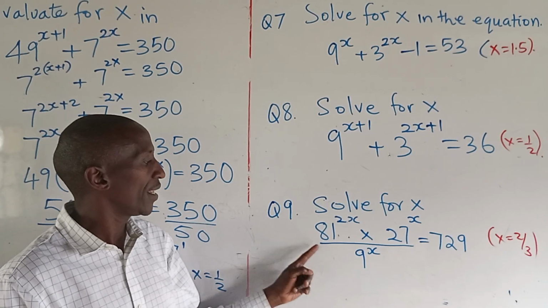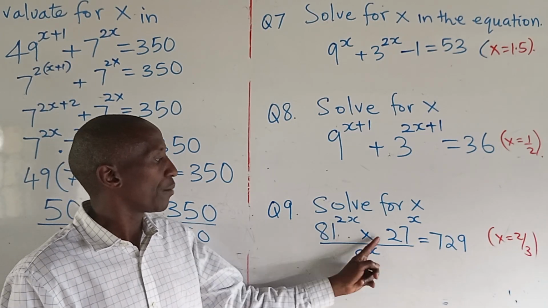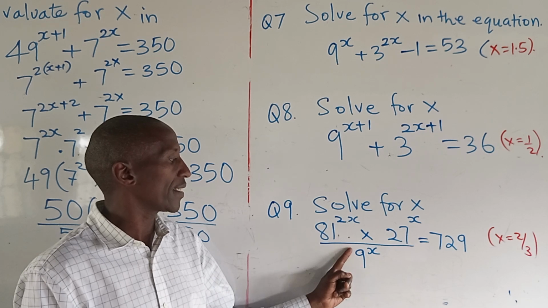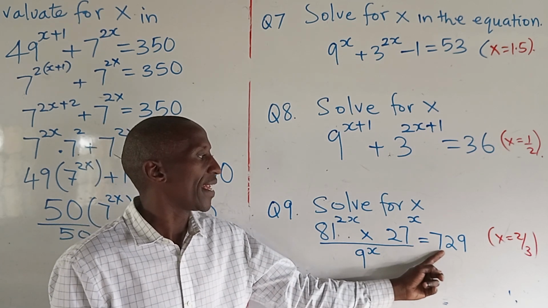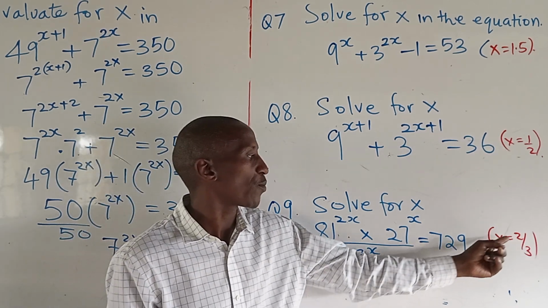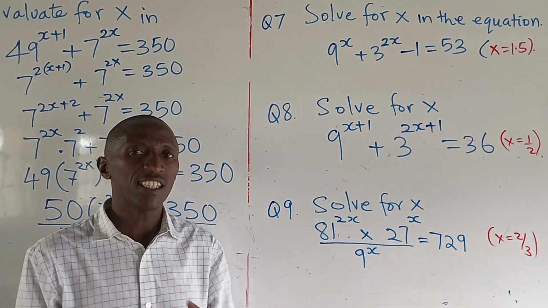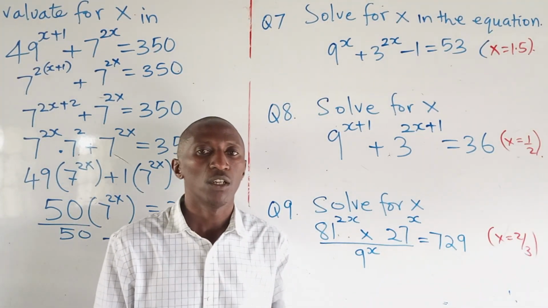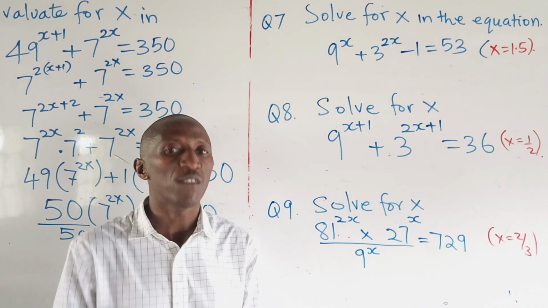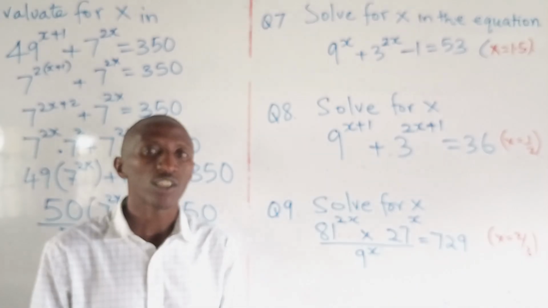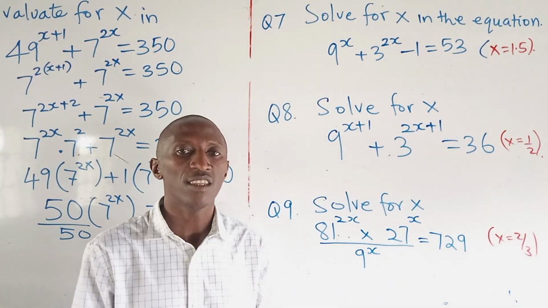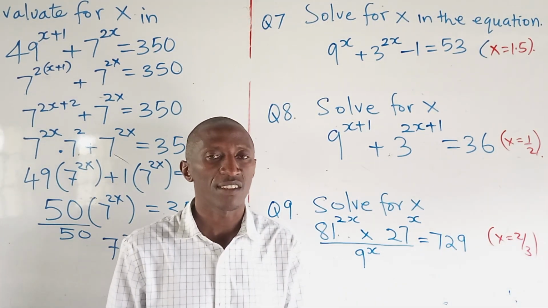And in number 10, 81 to the power of 2x multiplied by 27 to the power of 2x divided by 9 to the power of x is equal to 729. The expected answer is x equals 2 over 3. This is an activity that I would like you to do in the remaining 10 to 15 minutes of this hour, and we shall have your reactions in the chats, in the comments, and also in the live session.